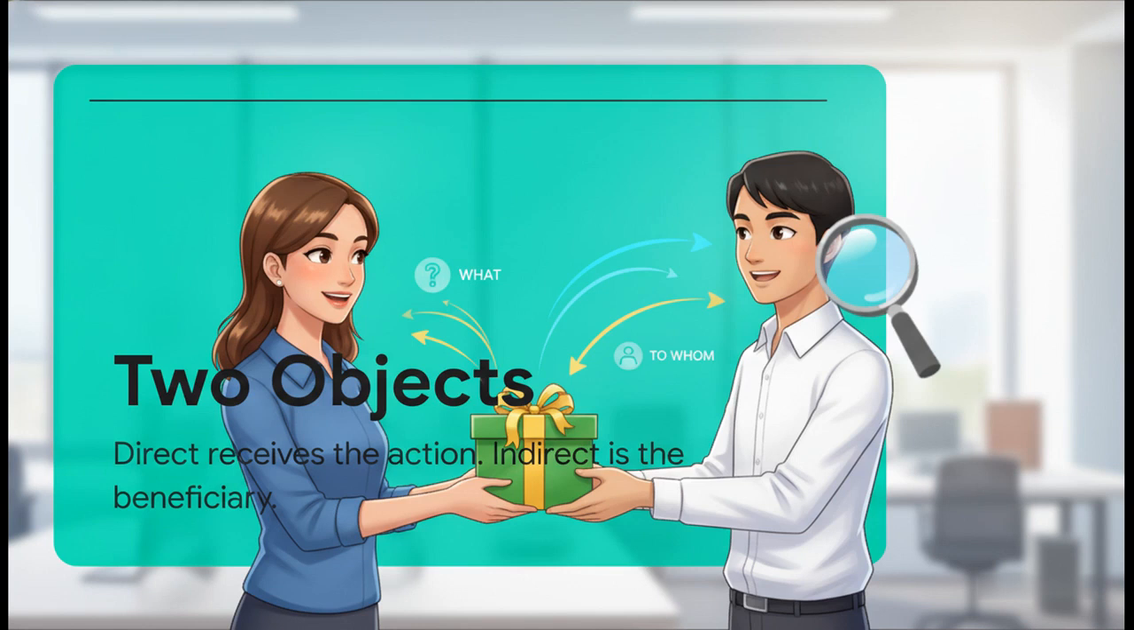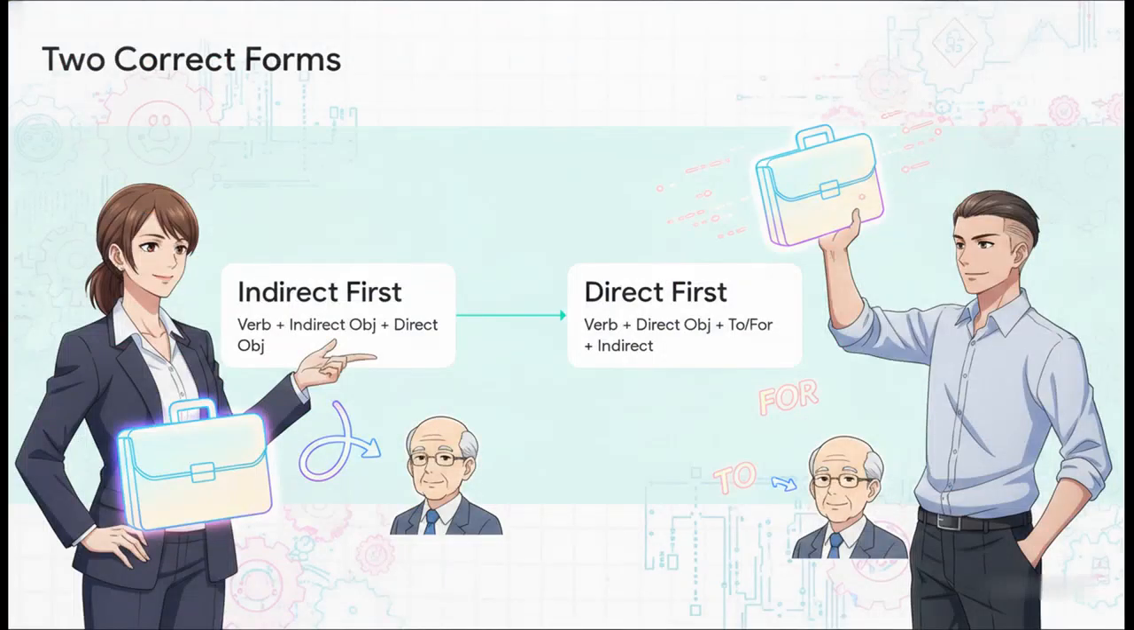So think about giving a colleague a present. The present is the direct object. It's what is being given. The colleague is the indirect object. They're the beneficiary receiving it. Now check out how this gives us two totally correct ways to build a sentence.